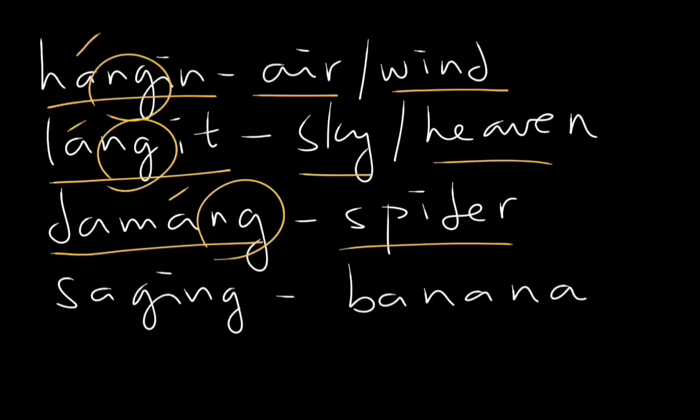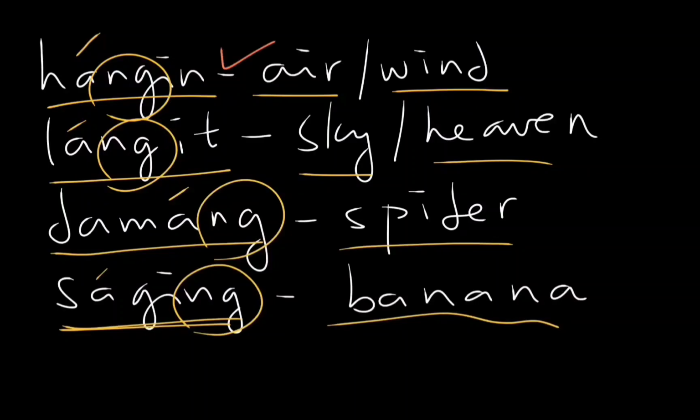And the last example we have here is saging, meaning banana. Just like in the previous example, the consonant nga in this word saging is also found at the end of the word. Again, let's go over these words one by one. Repeat after me if you want to. Hangin, langit, damang, saging.